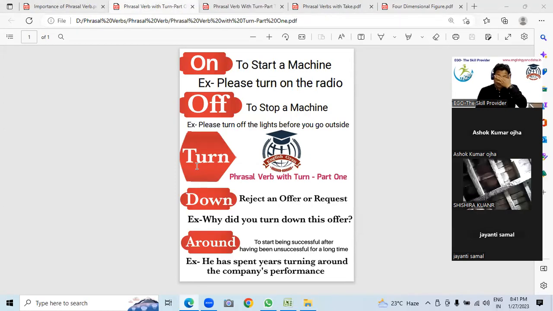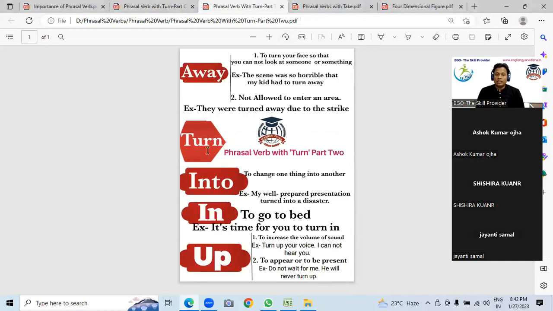So with that we know turn on, turn off, turn down, turn around, and also turn away, turn into, turn in, and turn off. So a lot of things are there. So I am going to give you the exact meaning and where you can use it.